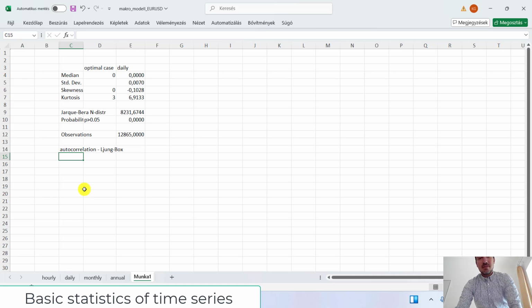So the p-value should be above 0.05. In the lag numbers, and yeah, in this case I should also write it here.